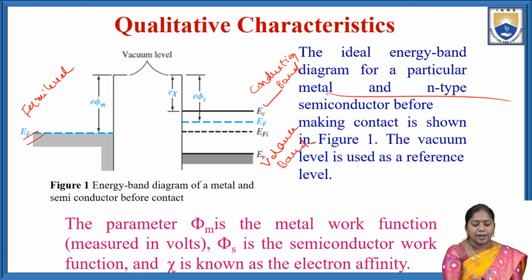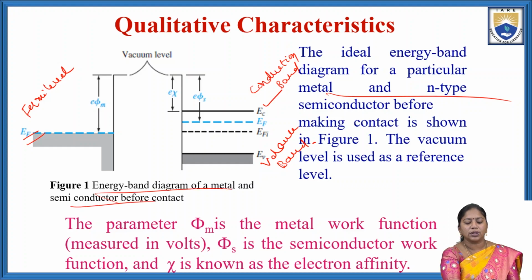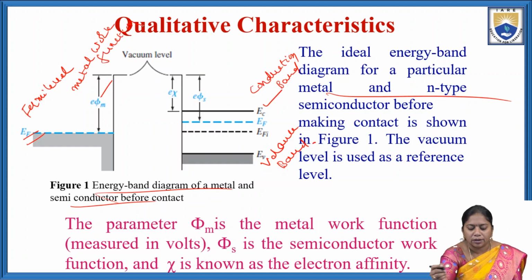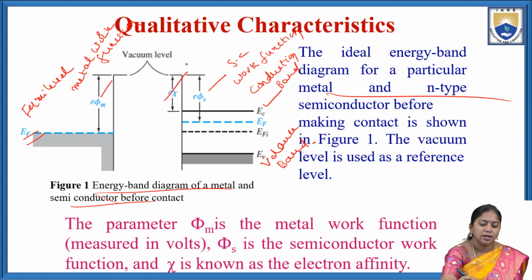This is the energy band diagram for the metal semiconductor Schottky contact before contact. Here φm is the metal work function, φs is the semiconductor work function, and χ is the electron affinity.